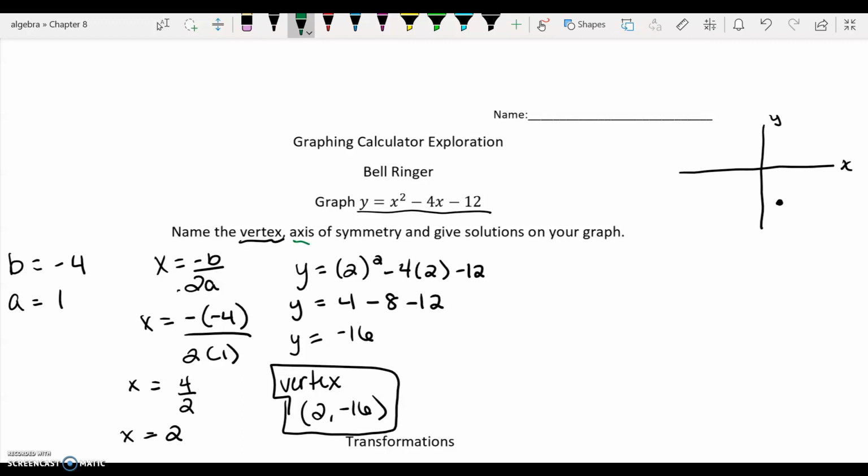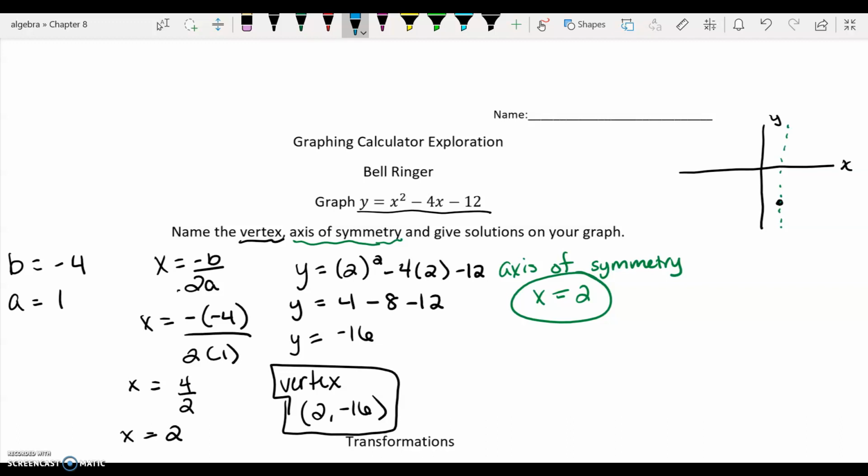The next thing is the axis of symmetry. And the nice thing about this is you've kind of already solved it. So your axis of symmetry, you should get x equals 2. It should be a line. So on x equals 2, I'm going to draw my little dashed vertical line to know that on both sides of that line I should have 2 points.